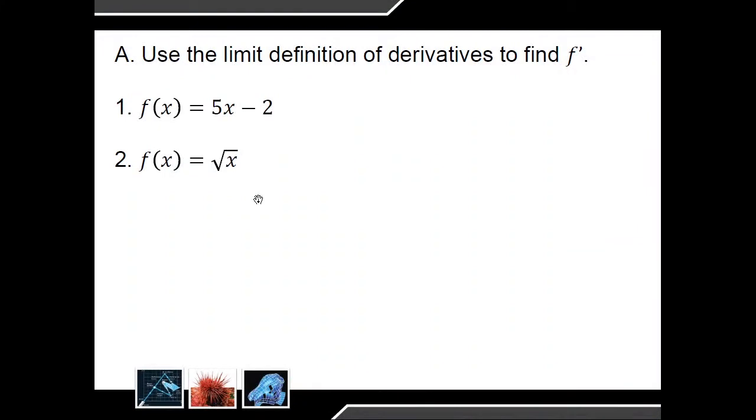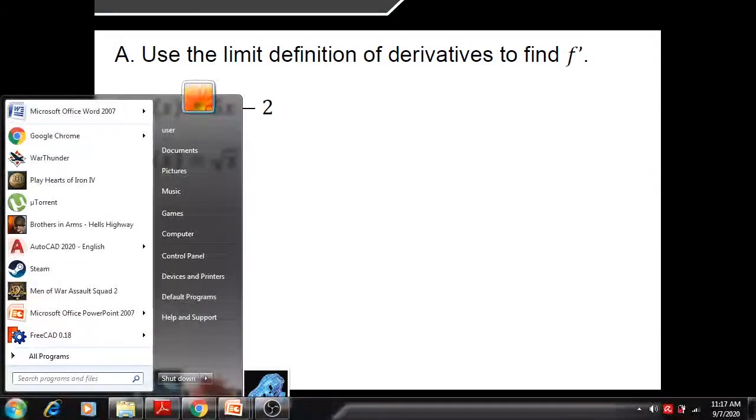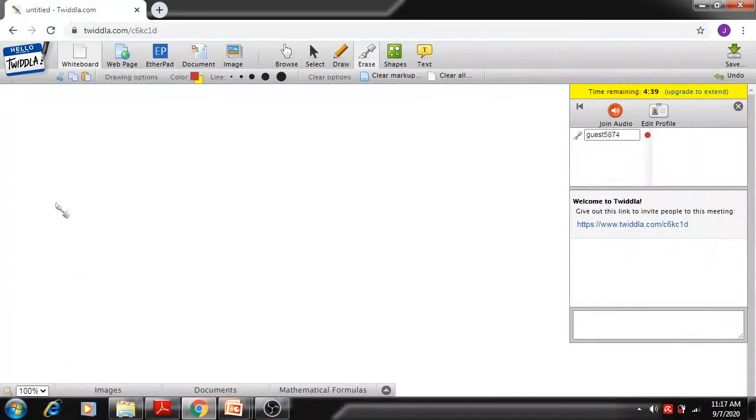Now, let's try square root of x. This is interesting here because we actually have another way of rewriting square root of x. So, okay. Now, let's see. So f of x is square root of x, so f of x plus h is equal to square root of x plus h.